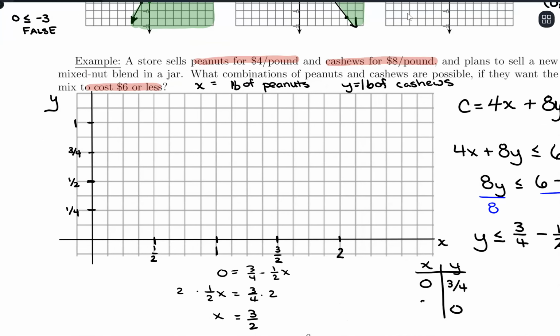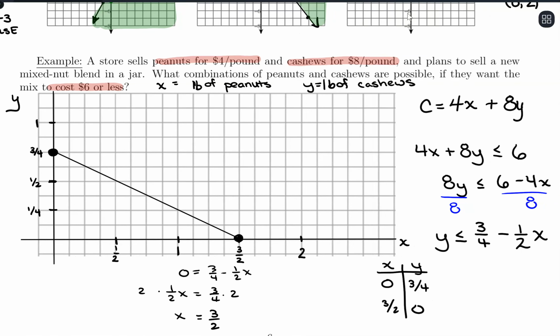All right, so my 2 points that I'm going to plot are (0, 3/4) and (3/2, 0), and we're going to connect those. We want all of the combinations where y is less than or equal to this, so I'd be shading below.